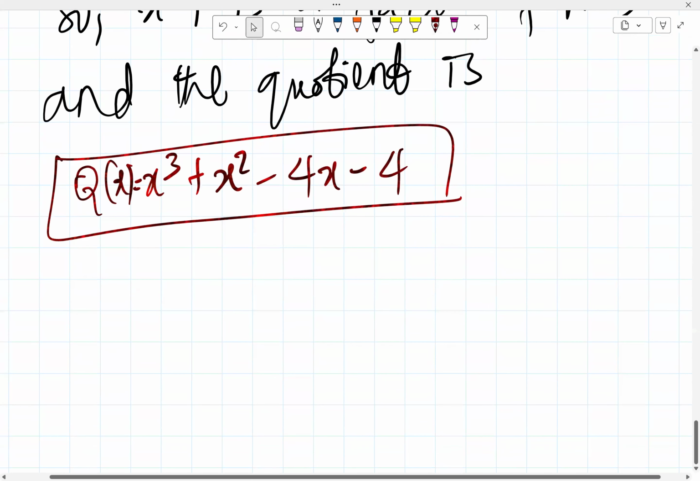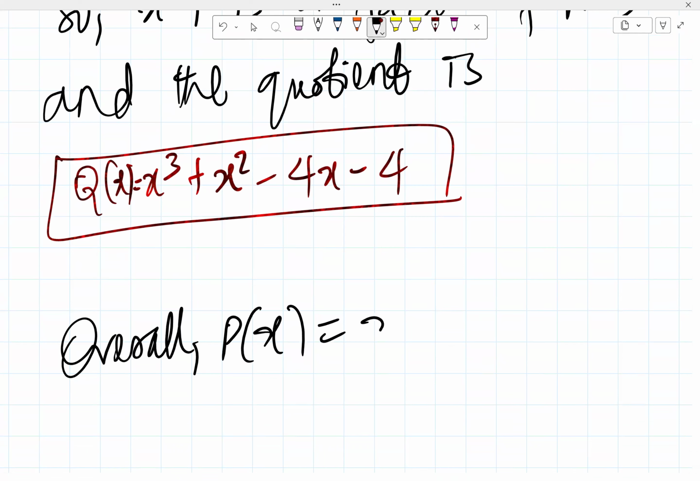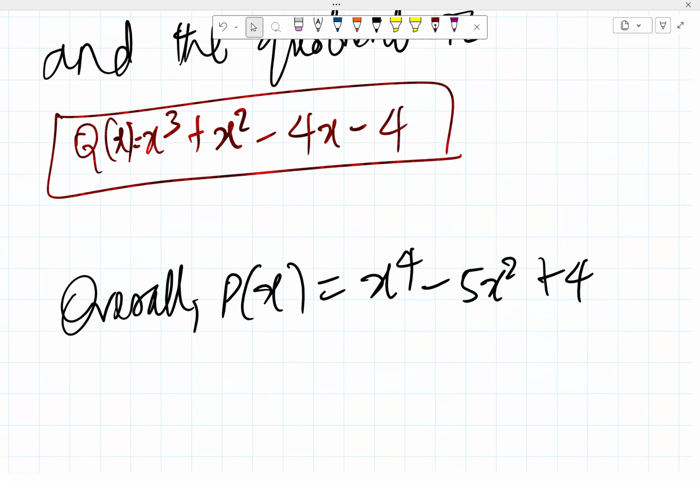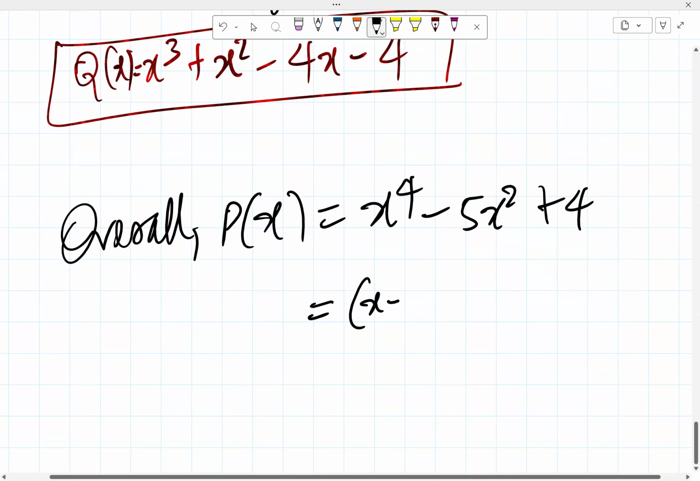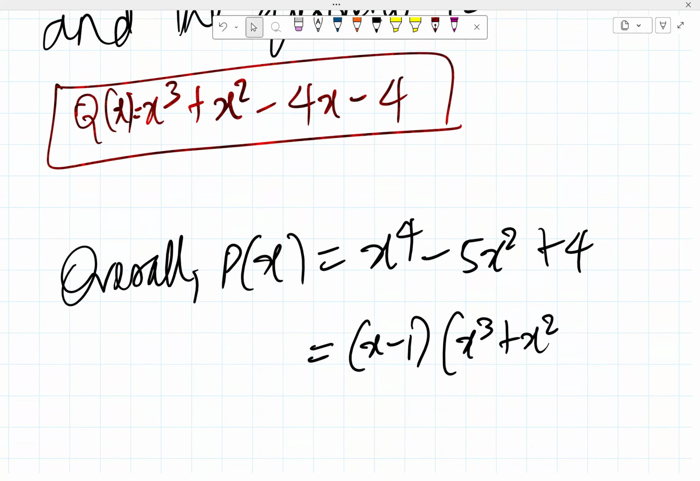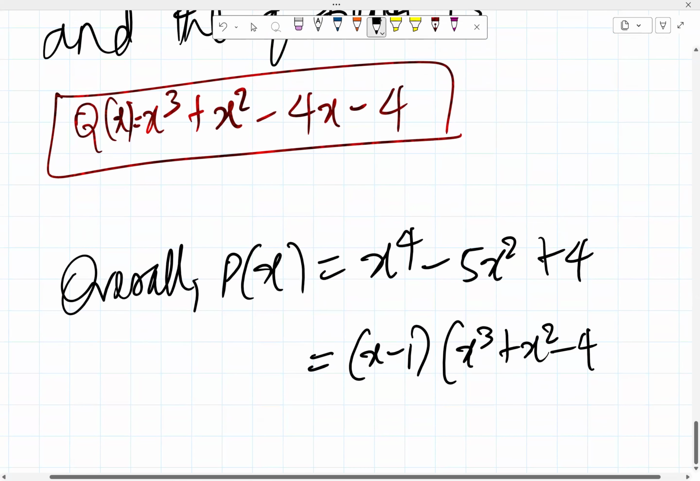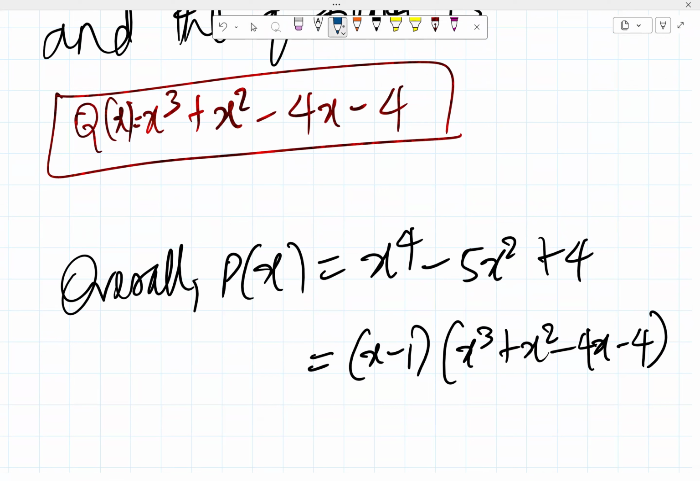So overall, we can say that p of x, which is equal to x raised to power 4 minus 5x squared plus 4, is the same thing as x minus 1, which we have got already, times x cubed plus x squared minus 4x minus 4. So now the next business is to take care of this cubic factor. How do we deal with that?